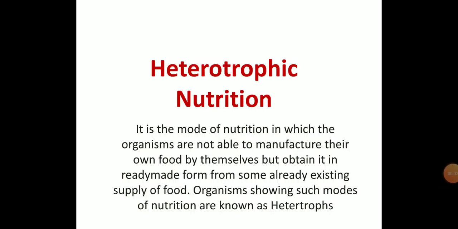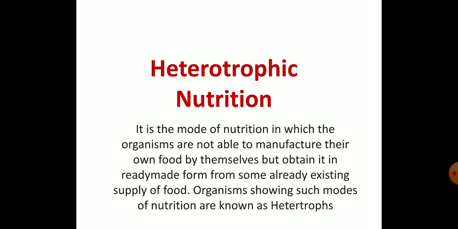Welcome back students. In this video, we will learn about the heterotrophic mode of nutrition in plants. It is a mode of nutrition in which the organisms are not able to manufacture their own food by themselves but obtain it in ready-made form from some already existing supply of food. Organisms showing such mode of nutrition are known as heterotrophs.